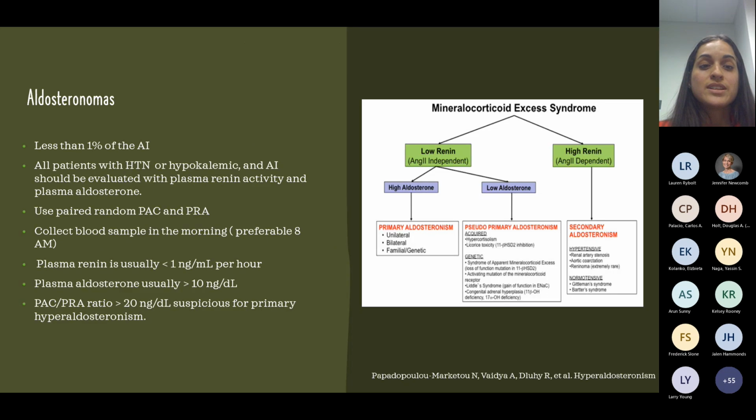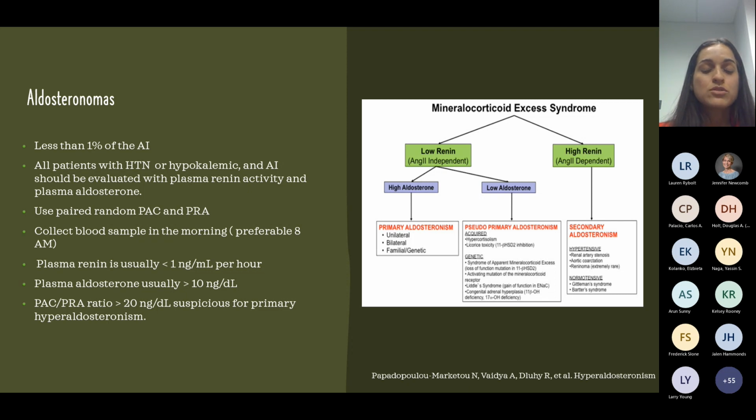So let's talk a little bit about aldosteronomas. They are going to represent around less than 1% of the adrenal incidentalomas. And we are going to order workup if we have a patient that has a history of high blood pressure, hypokalemia. And the first test that we are going to order is the plasma renin and the plasma aldosterone.